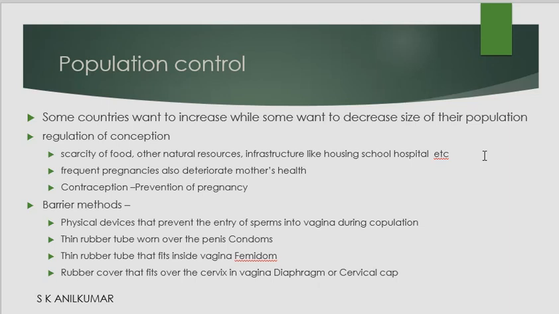Now, contraception can be done by multiple methods. One of the methods is the barrier method. What is a barrier method? Creating a fence, a barrier. Physical devices that prevent the entry of sperm into the vagina are called barriers. During copulation, the sperms will try to enter the vagina. So when you prevent that using a physical device, it is called a barrier method. One example is a thin rubber tube called a condom, worn on the penis. Another example is a thin tube that fits inside the vagina, called a femidom. Then there is a rubber cover that fits over the cervix in the vagina, called the cervical cap. These are the barrier methods.